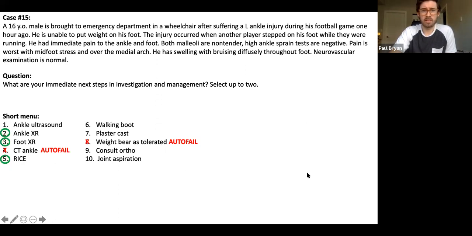Methotrexate can have liver toxicity, right? Yeah, but is this patient presenting with liver toxicity? No, they're presenting with an ankle injury. So sometimes these things can be more distractors than others.